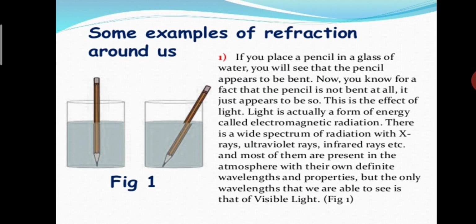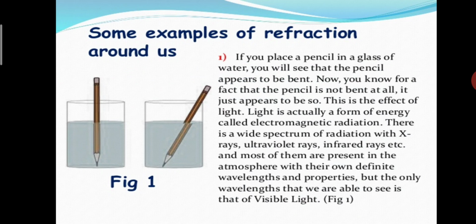Okay, you can do this experiment at your home also, students. If you place a pencil in a glass of water, we will see that the pencil appears to be bent. Now you know for a fact that the pencil is not bent at all. It just appears to be so. This is the effect of light.